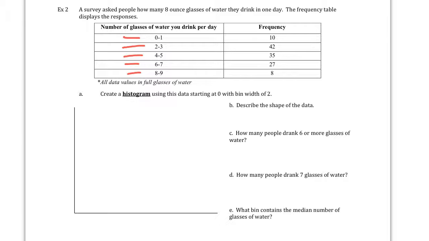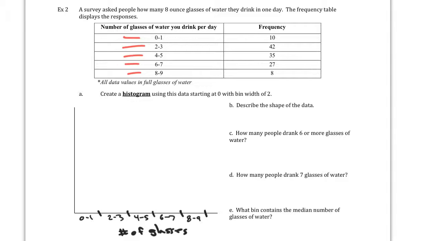So what I want you to do is take your x-axis, we're going to label it number of glasses. And we know we need 5 categories, so we're going to split the x-axis into fifths. So 1, 2, 3, 4, 5. And what we can do is label each of those with the bin widths. So 0 to 1, 2 to 3, 4 to 5, 6 to 7, 8 to 9.